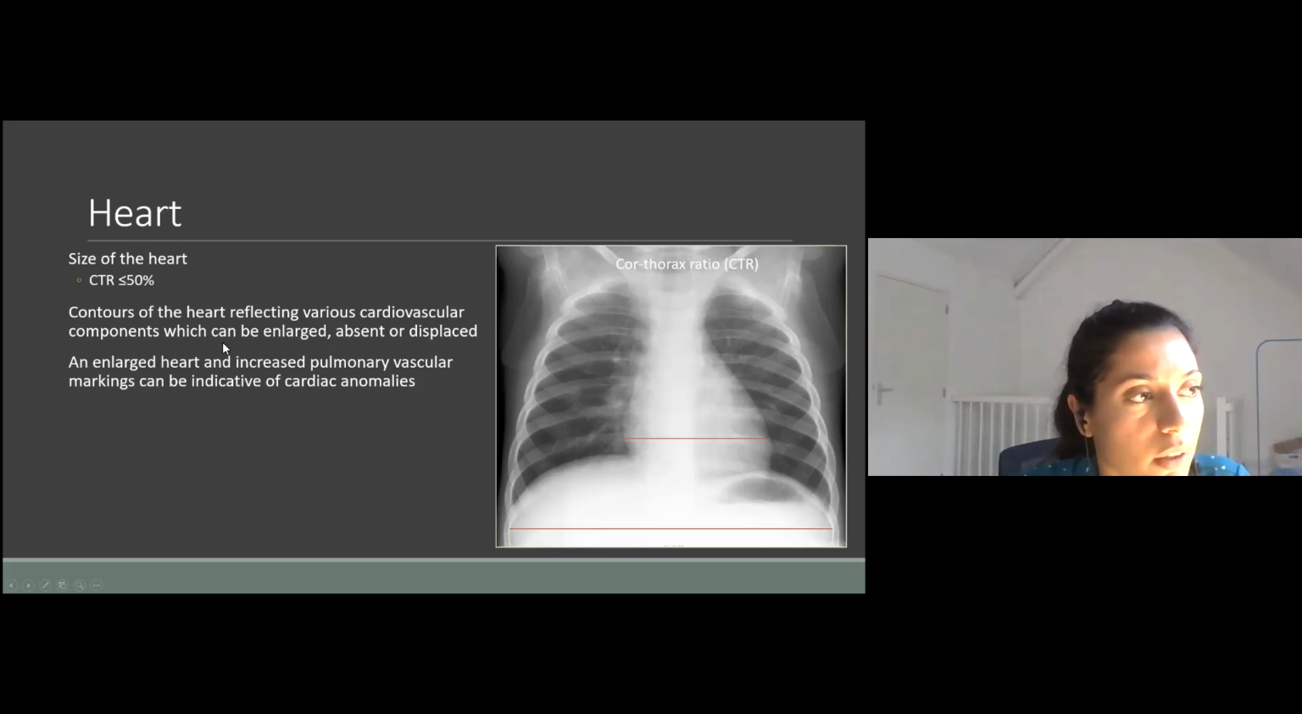So the contours of the heart reflect various cardiovascular components. As I mentioned, it can be enlarged, absent, or displaced. An enlarged heart and increased pulmonary vascular markings can be an indication of cardiac abnormalities, being congenital or acquired in some patients.